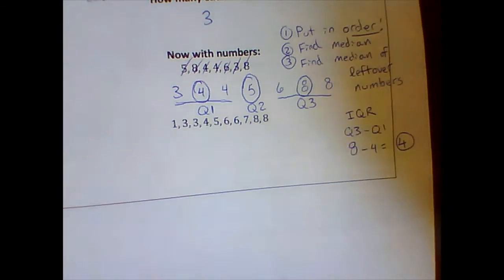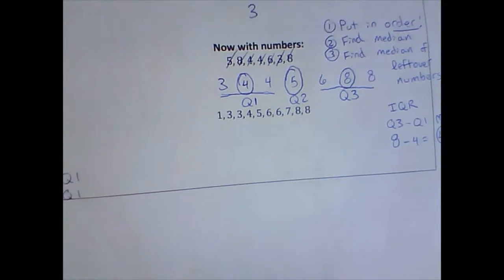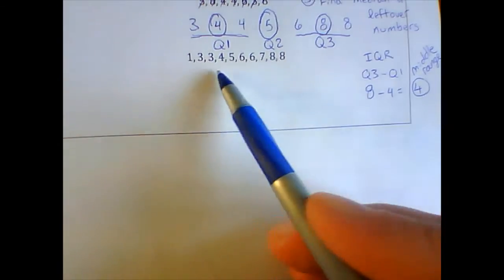And what that 4 is, it's the range of 50% of the data, the middle 50% of the data. So you can kind of look and see how consistent that is. Okay, so it's the middle range of the middle 50% of the data. Covers 2 quarters in there.